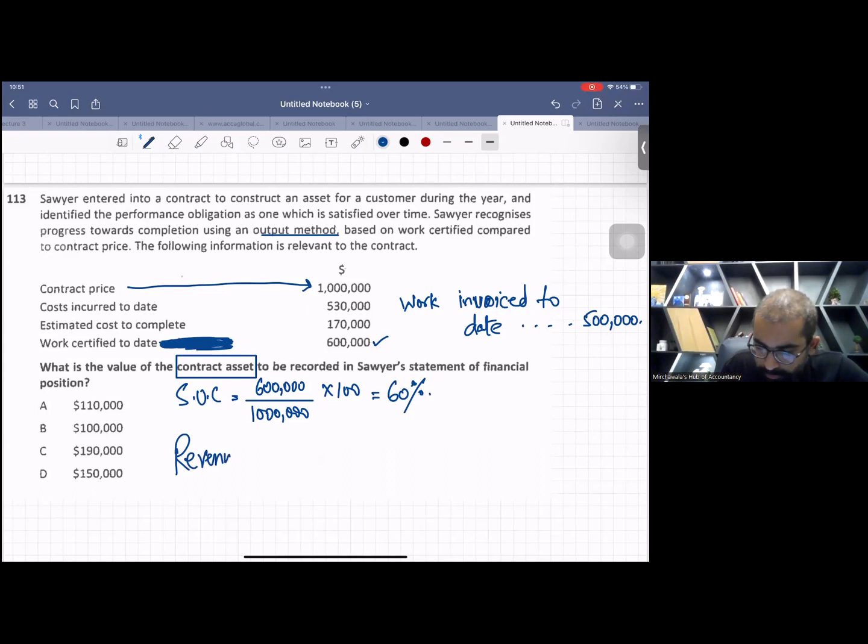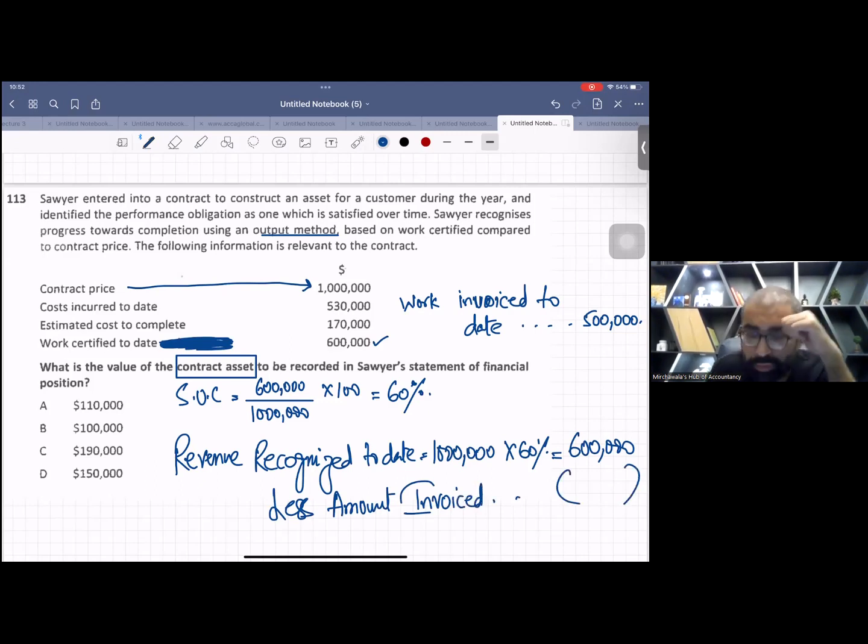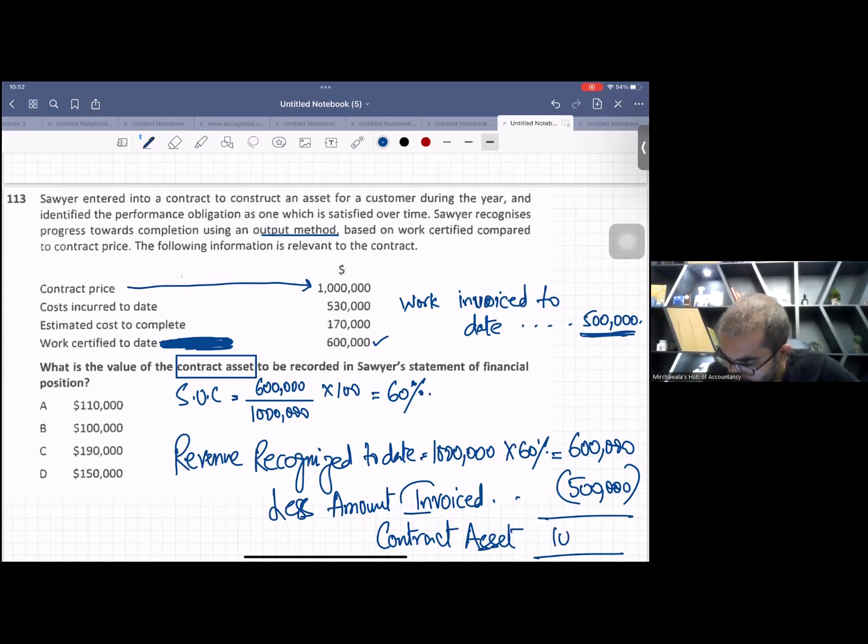Okay. So now how do you calculate contract asset? You simply write revenue recognized to date, which is, how do we calculate the revenue recognized? Total price multiplied by the stage of completion, which is 600,000, less amount invoiced to date. And I have already told you that in the new questions, you will get the amount invoiced. See, in this question, this is part of the question. So amount invoiced is 500,000. So that means finally your contract asset will be 100,000. This will be your answer.